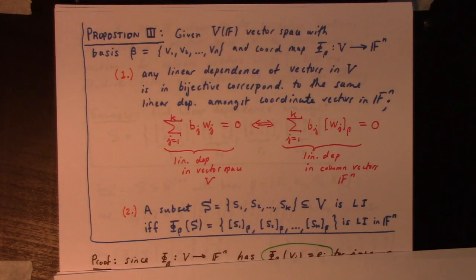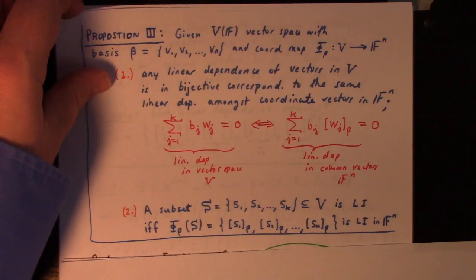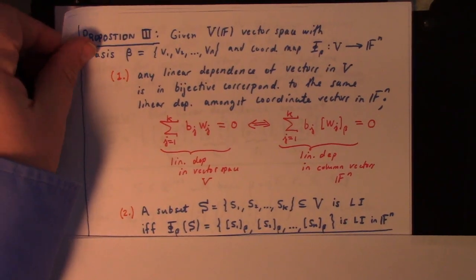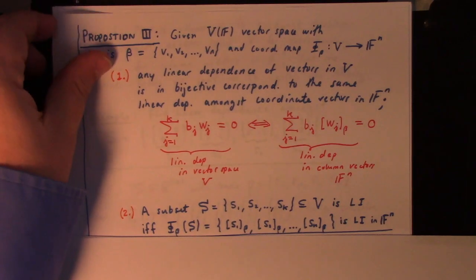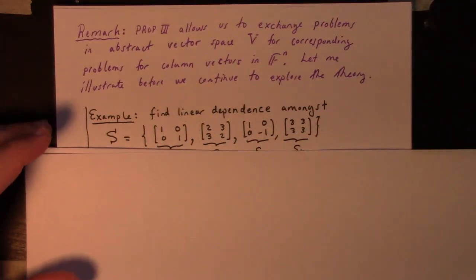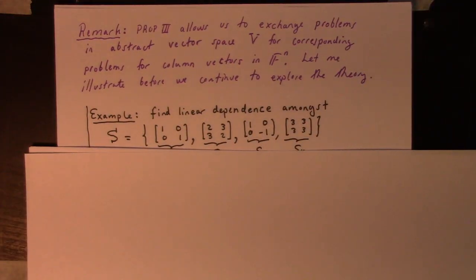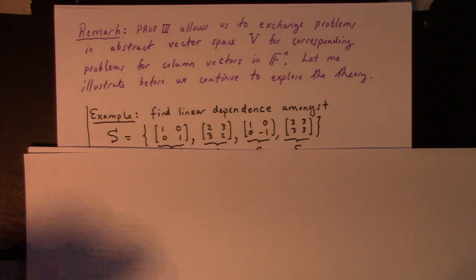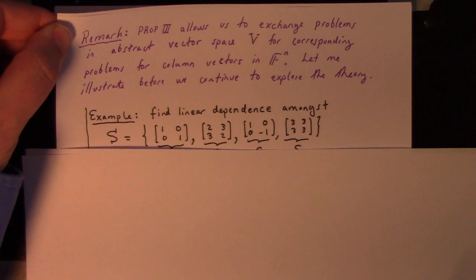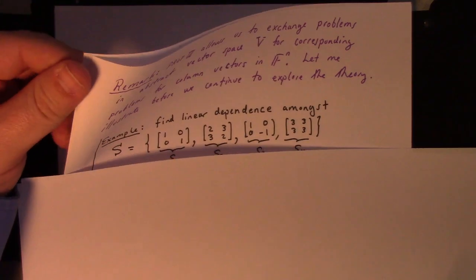Now, I'll continue with the theory in a second, but I think first we should look at an example which shows you how proposition 3 is put into practice. Let's do that. All right. So here it is. Again, proposition 3 allows us to exchange problems in abstract vector space V for corresponding problems for column vectors in Fn. All right. Let me show you.